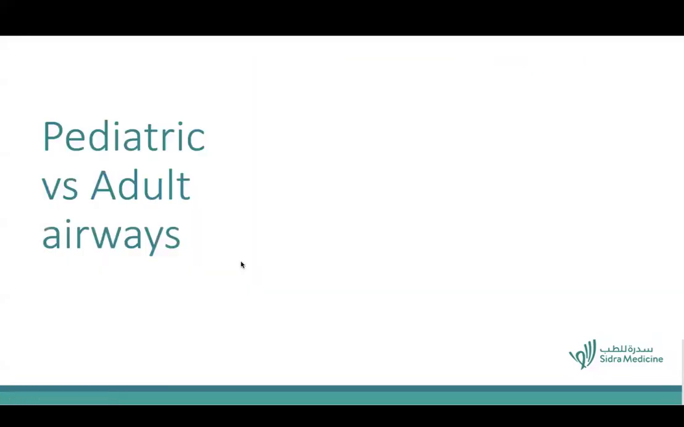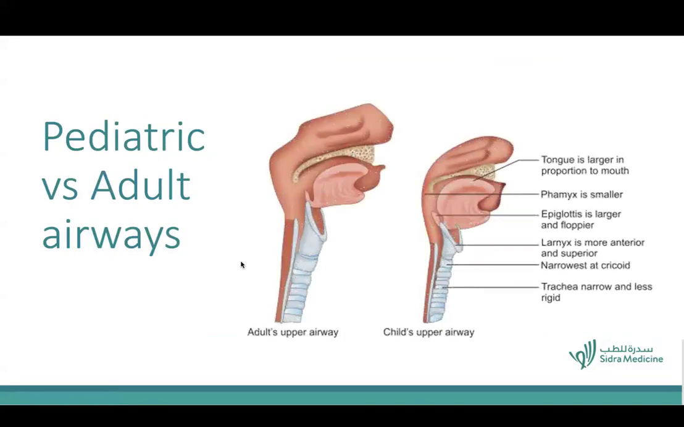A bit about the anatomy when you think about comparing pediatric versus adult airways. A child is not a small adult. There are important differences that you should think about when it comes to a pediatric airway. The first is that the tongue is actually proportionally larger than the adult tongue. So when you're performing a laryngoscopy, you need to be a little more aware about tongue position and how you appropriately place your laryngoscope.